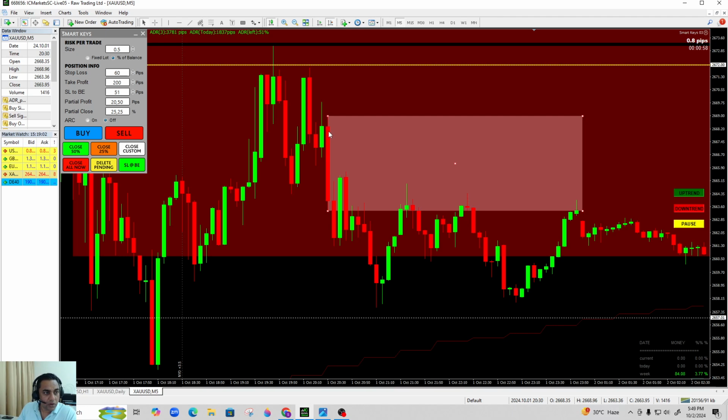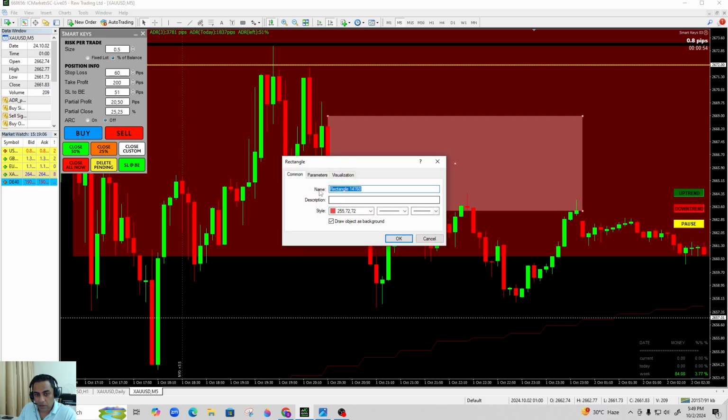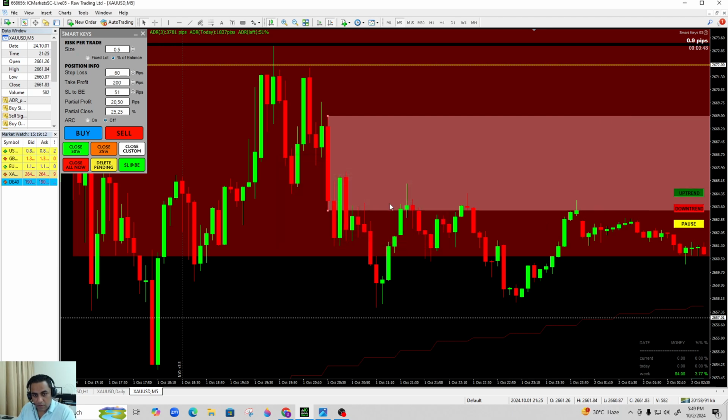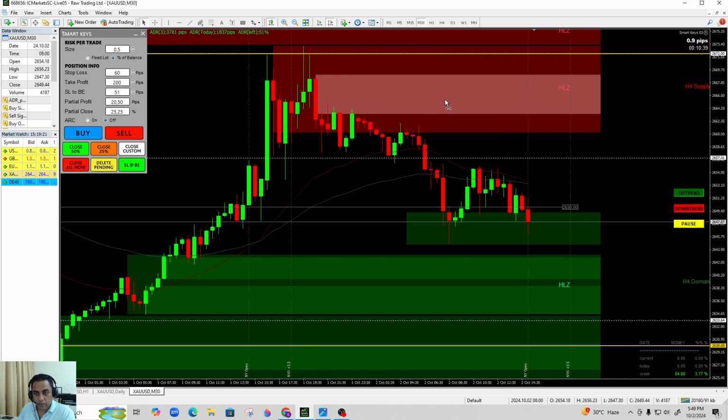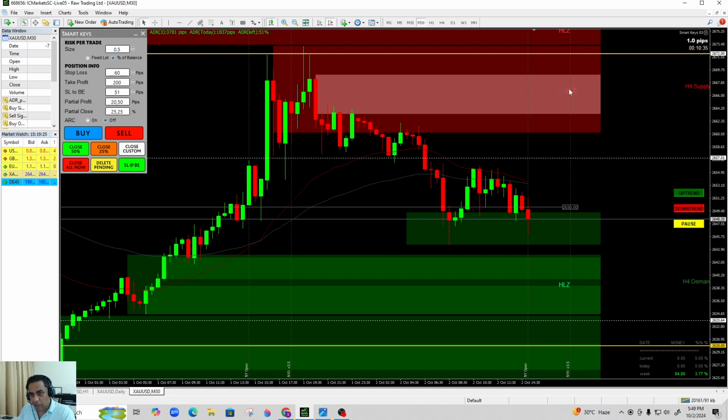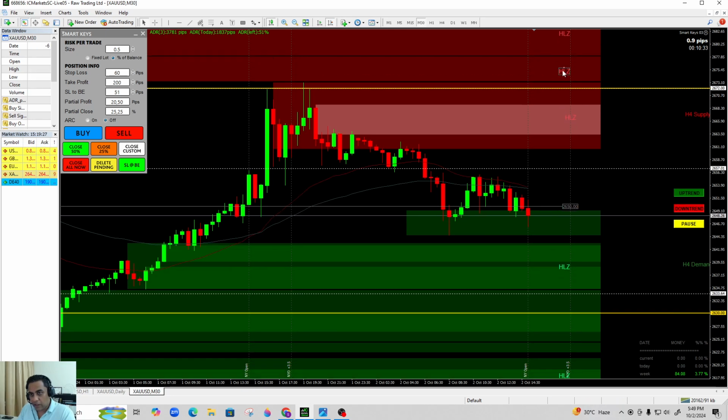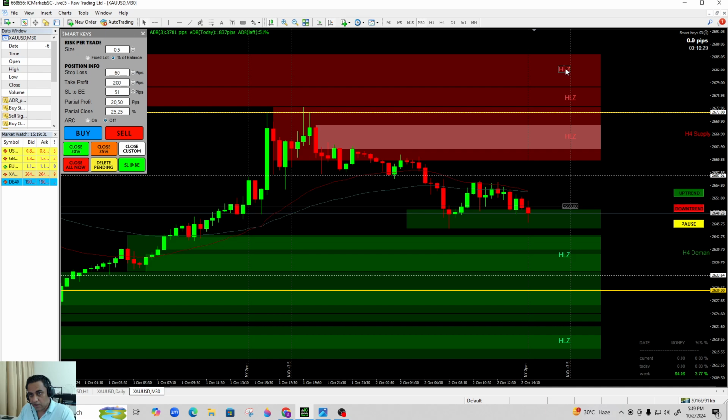Okay, so 6336. Perfect. Just keep in mind that these dark red boxes are all high liquidity zones. I'm finding candles within these high liquidity zones. That's what I'm doing.